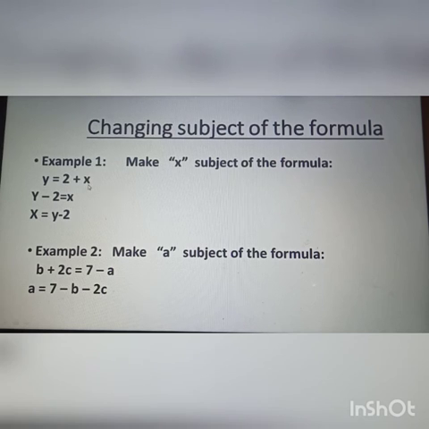What does it mean? If you see this formula y is equal to 2 plus x, it means here y is the subject of the formula. It means whatever is there in this equation or formula is on the right hand side of the equation, and only single y is written on the left hand side. So whenever any variable is written on the left hand side separately, this is the subject of the formula. Like y is equal to 2 plus x. Whatever is on the right hand side, that is equal to y here.